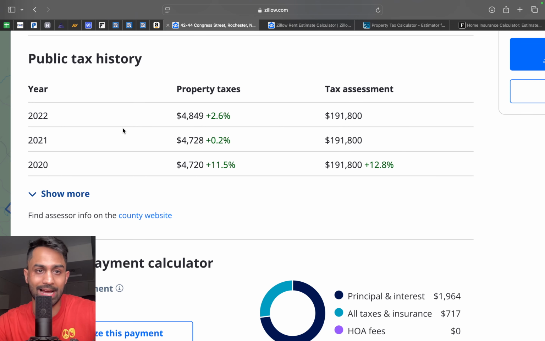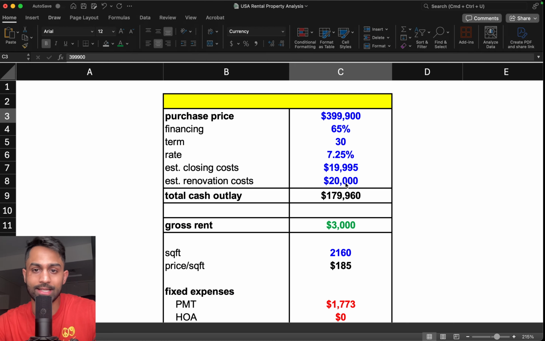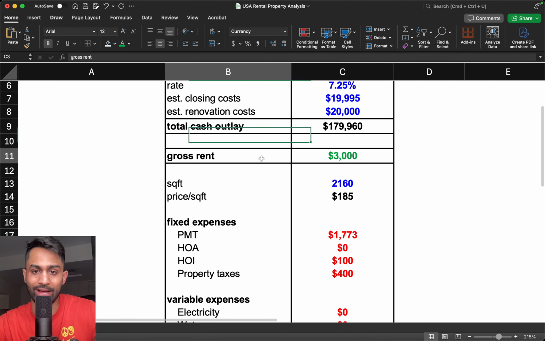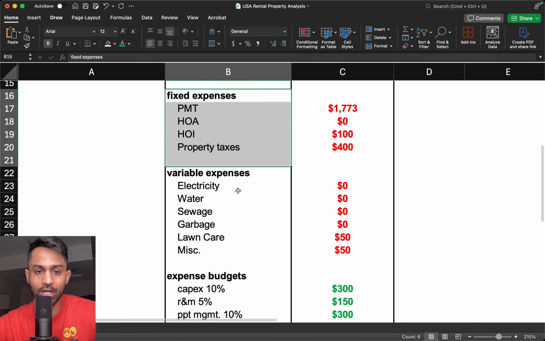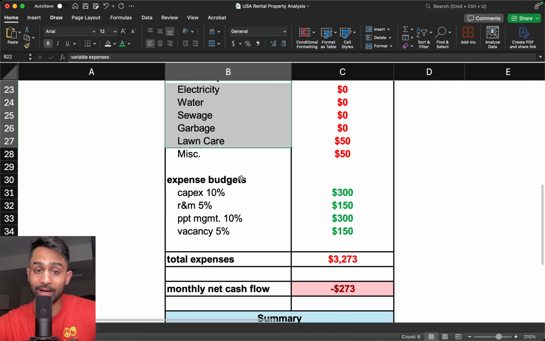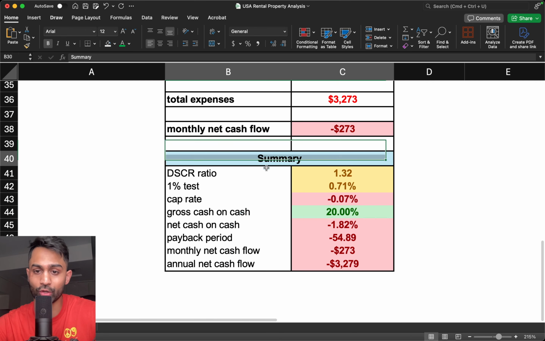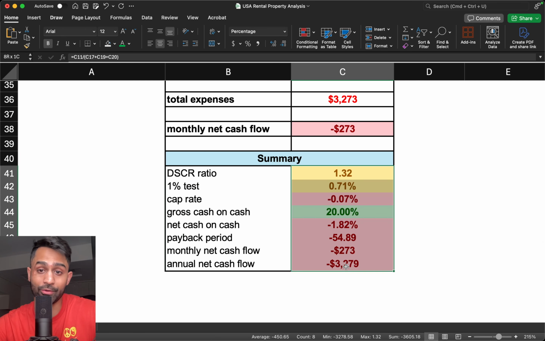If you come down, this is the tax assessment. So you've got some property taxes, $4,849 as of 2022. You can also try to estimate what those property taxes might look like in that area. I'll go over some links here, for home insurance and also for property taxes, because at the end of the day, what we're trying to figure out is the rent, which is going to be your income, and then all the expenses, your fixed expenses, your variable expenses, your budgets, and then finally you've got your summary over here. So this again I think is going to be very useful.